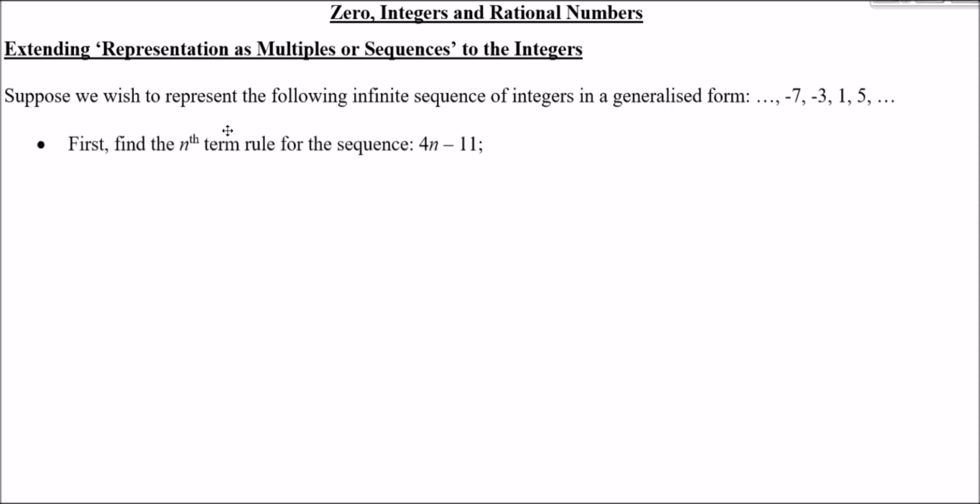Well, first of all, we'd find the nth term rule for the sequence. So let's imagine the sequence were 4n minus 11. Okay, so this may well be 4n minus 11 here. So for example, if n were 3, that'd give us 1, and if n were 4, that would give us 5, and so on. So this indeed would also work. So 4n minus 3 would be one way of representing this sequence. Another way would be 4n minus 11. So we can then write that sequence as a subset of the integers. So this would be 4n minus 11, such that n is an element of the integers.